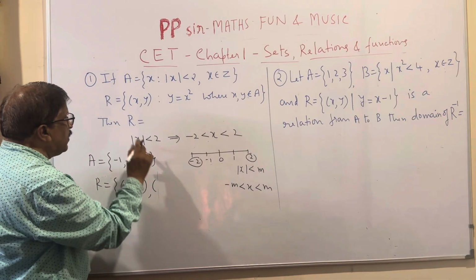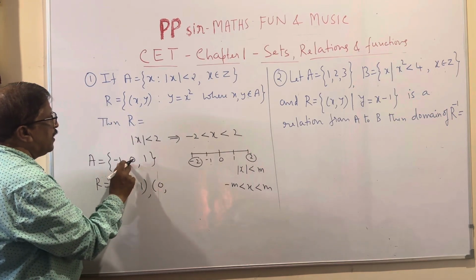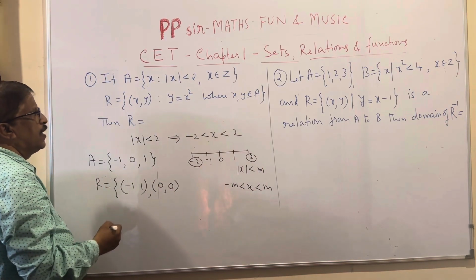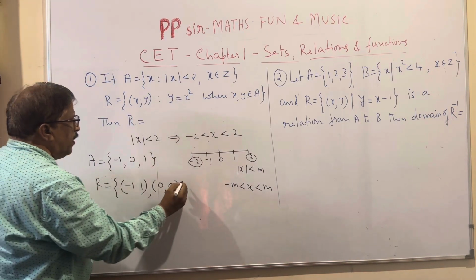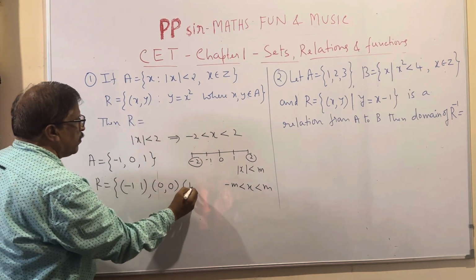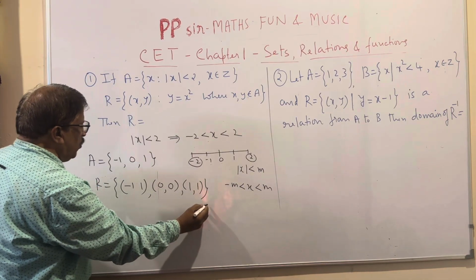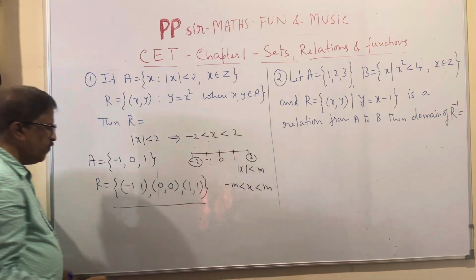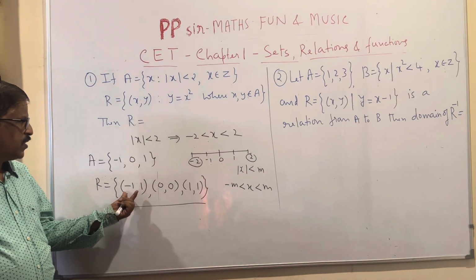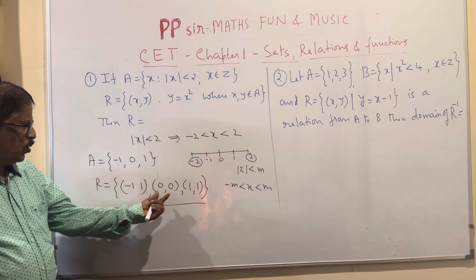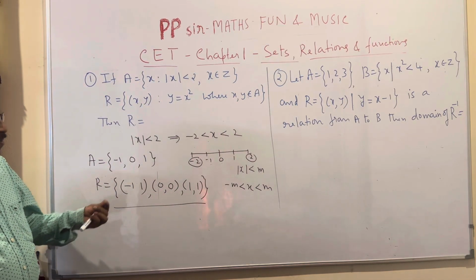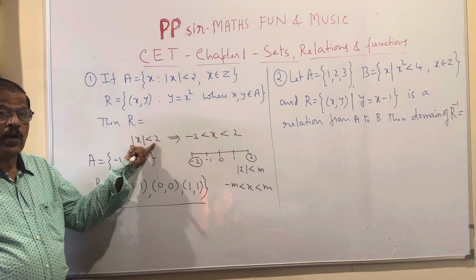If I take 0, then 0 square is 0 only, correct? Then if I take 1, then 1 square is 1. So these are the elements of R. R is a set of all ordered pairs. The ordered pairs are (minus 1, 1), (0, 0) and (1, 1). This is the solution for the first problem. The only thing you have to understand is the meaning of mod x less than 2.